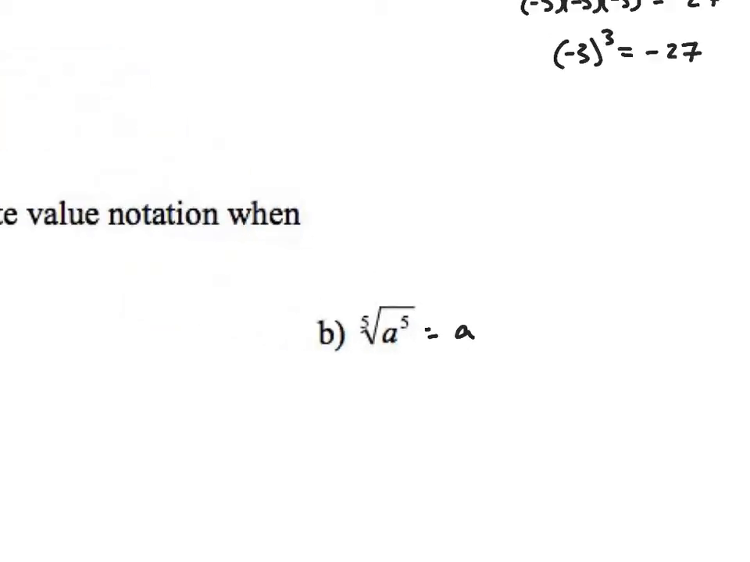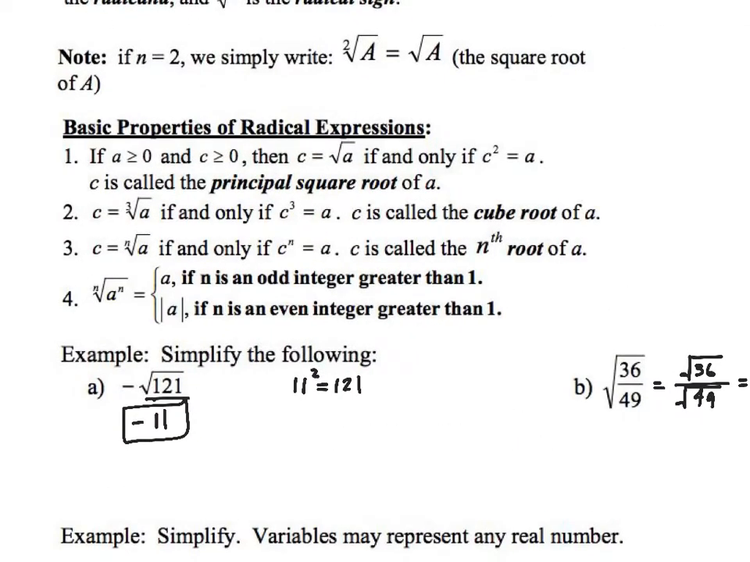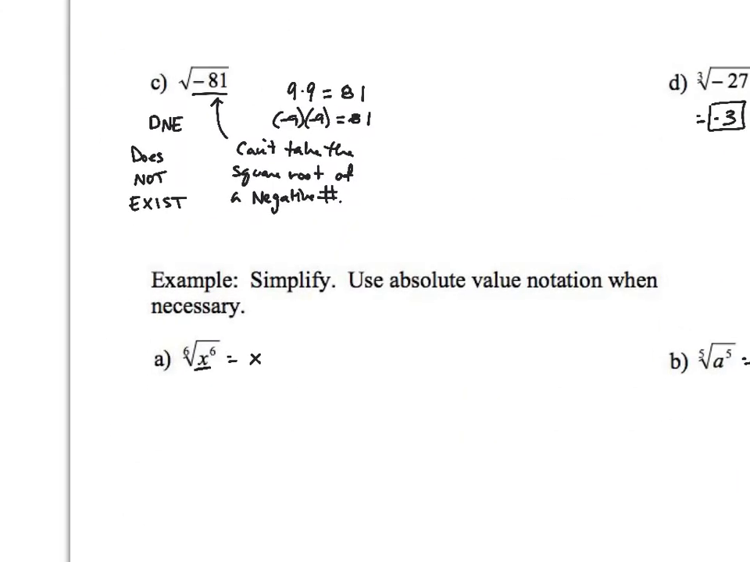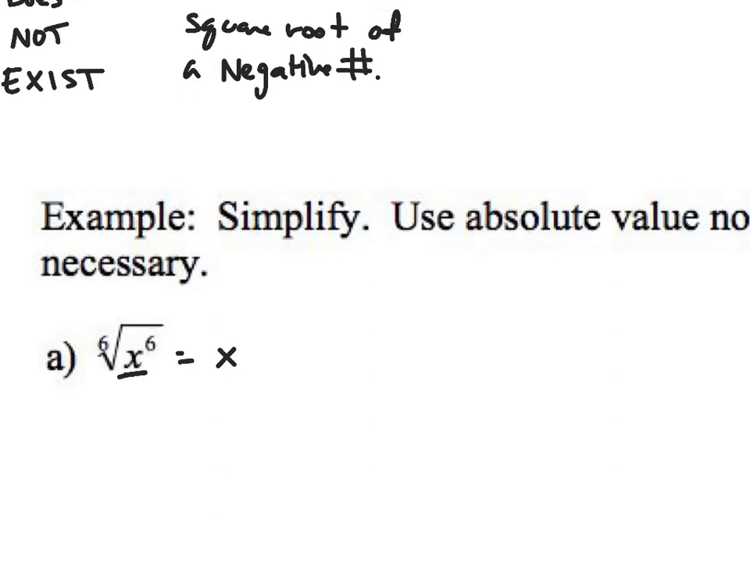All right, now they talk about using absolute value notation when necessary. So let's go back up here, okay? And it says here, we get a if n is an odd integer greater than 1. We get the absolute value of a if n is an even integer greater than 1. So now what we actually get is this: the absolute value of x, but a stays a.